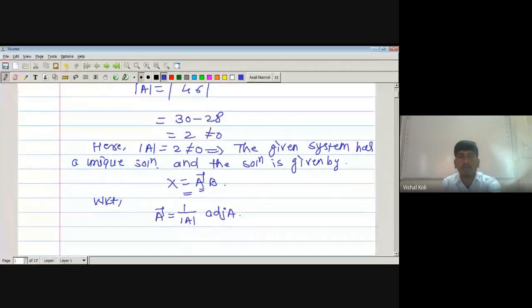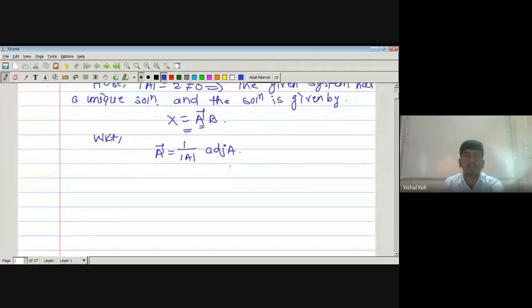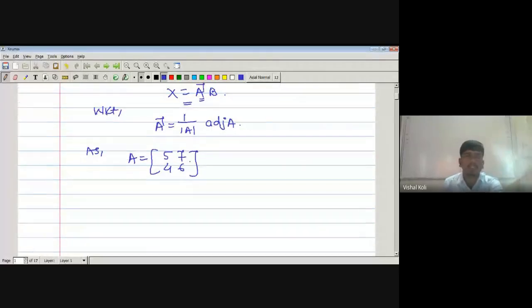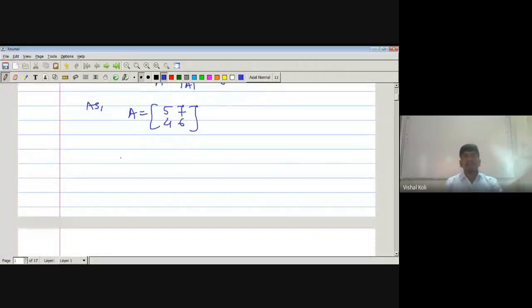So to find out the inverse, we require the adjoint of a matrix A, and the adjoint of a matrix A is nothing but the transpose of the cofactor matrix of A. Here A equals 5, 7, 4, 6. Now we have to find the cofactor matrix, and for the cofactor matrix we require A11.